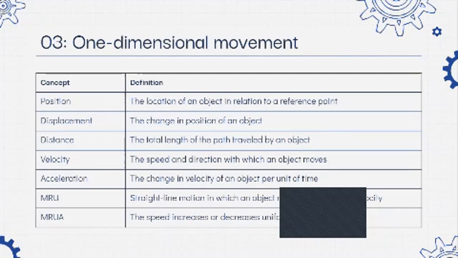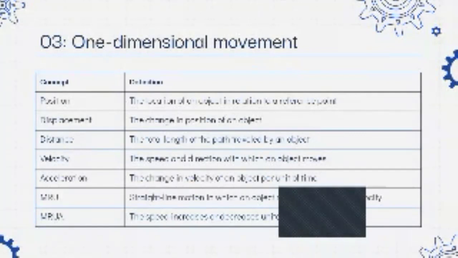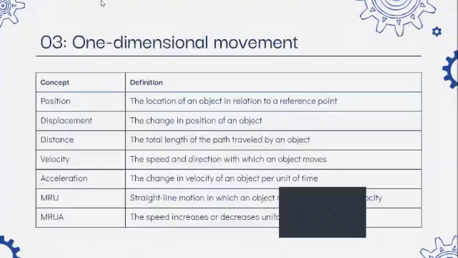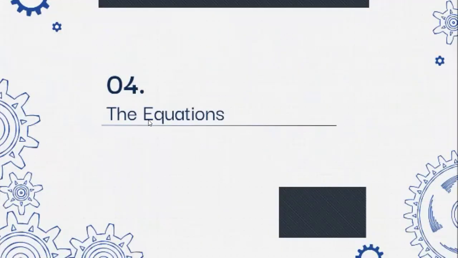So acceleration is one of those that it could be accelerating. You know, you could still be traveling in the same direction, but you could start decelerating. And if you are, that's going to be a change in your acceleration. And then MRU is the straight line motion in which an object moves at a constant velocity. And then MRUA is where the speed increases or decreases uniformly over time. So that's one-dimensional movement. That's not the only thing you can do.